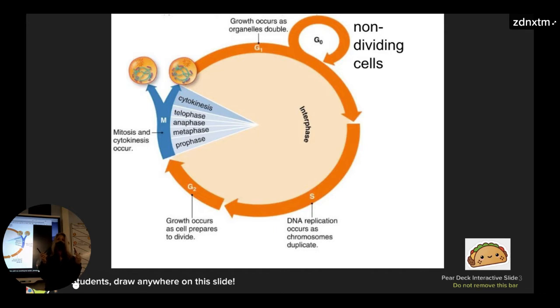Okay, turn towards your bio buddy. See if they get the difference between mitosis and meiosis. Check with them.